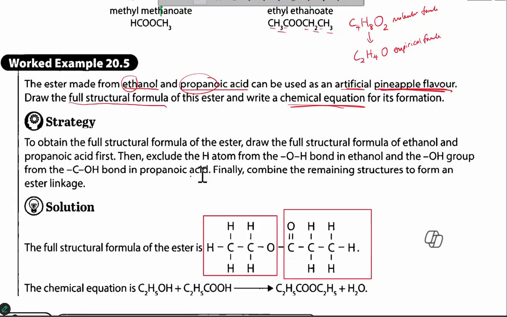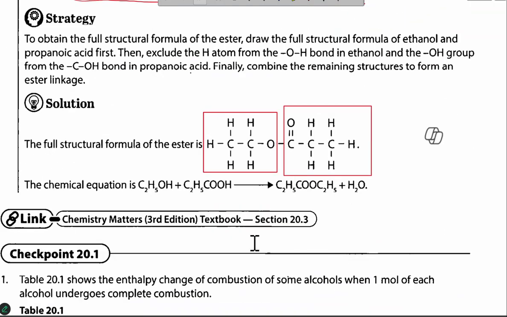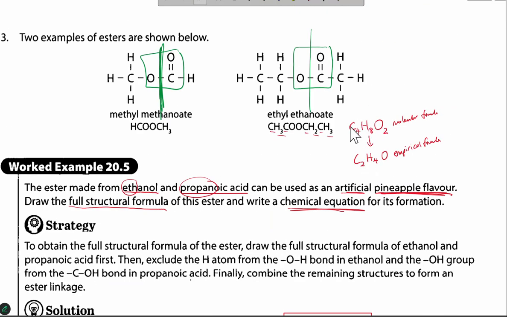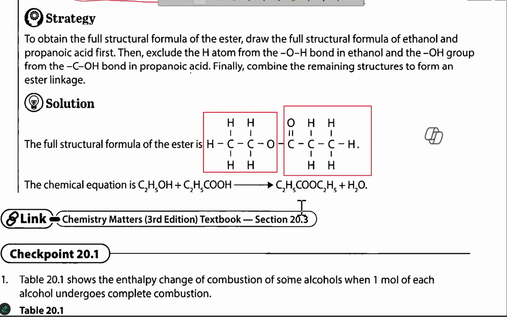Now, they want the chemical equation. So the chemical equation is like that. Okay, you can write it in this way. It may not be molecular formula unless it asks you specifically to write the molecular formula. Then you have to group them together like that. Molecular formula. If not, you can write like that. It's fine.